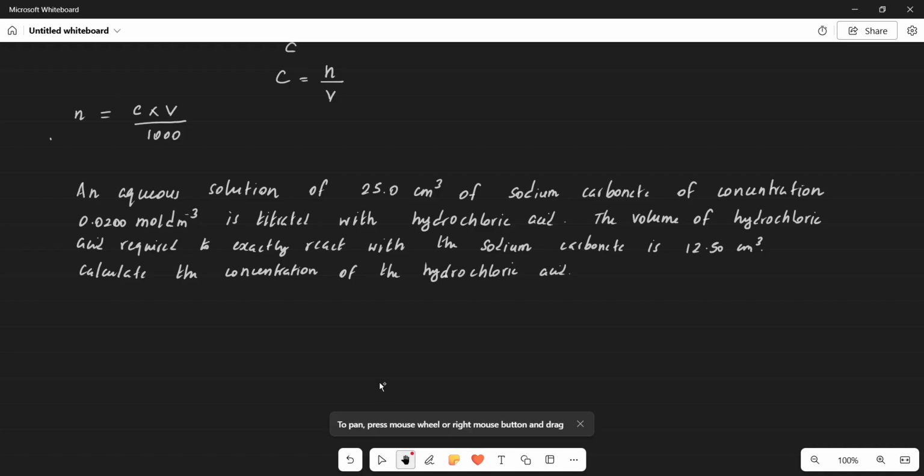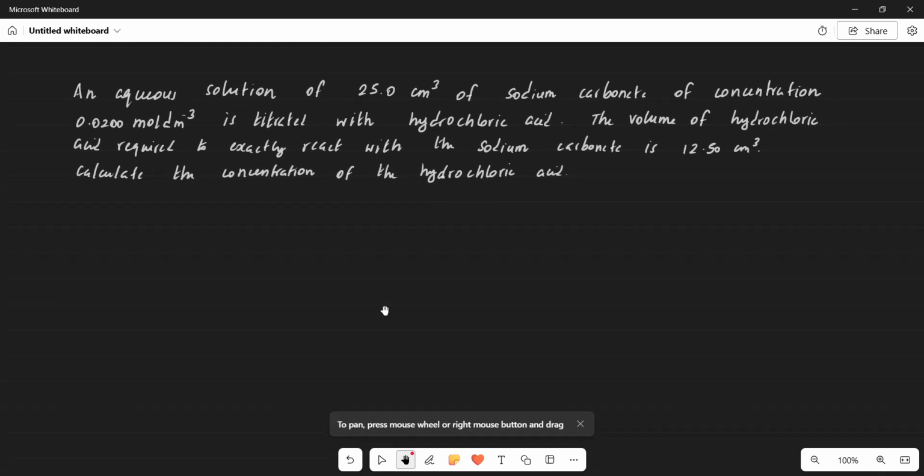So how to do this? First we need a balanced chemical equation. Sometimes you may not be given the balanced chemical equation. We need to write the balanced chemical equation. What is the reactant? Sodium carbonate. We need to know the formula of sodium carbonate is Na2CO3. It is in the aqueous solution.